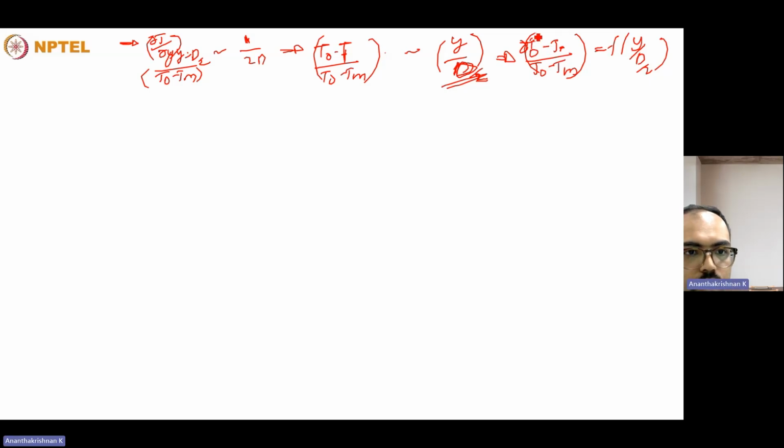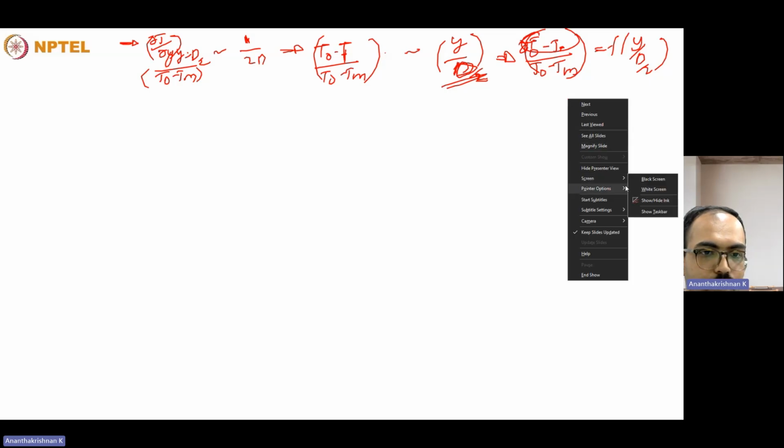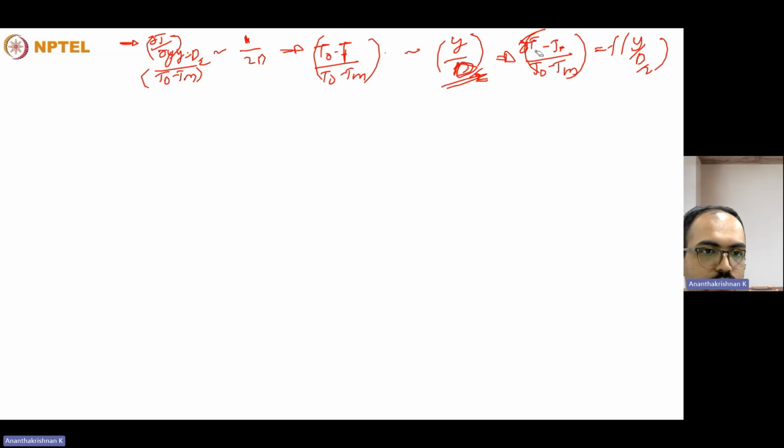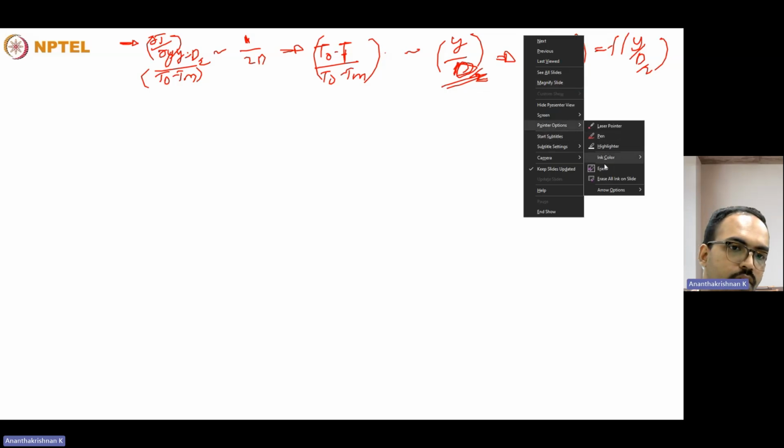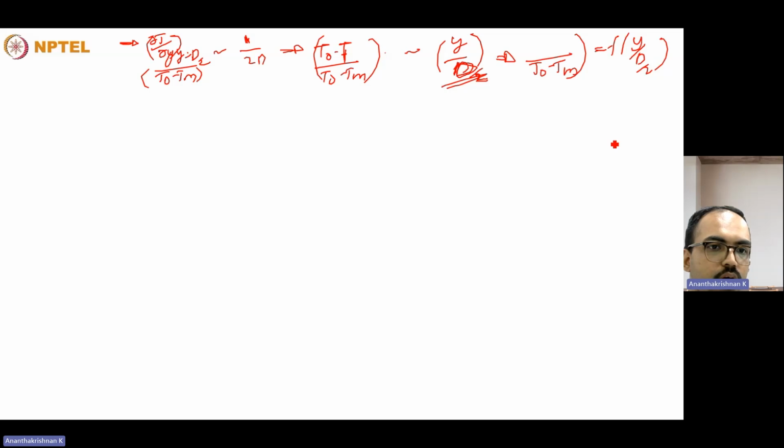So this can't actually do this kind of a thing. I understand that this can be a bit confusing, but what I was trying to do was arrive at a similarity equation that compares the dimensionless temperature with a dimensionless distance. So this is actually not right.